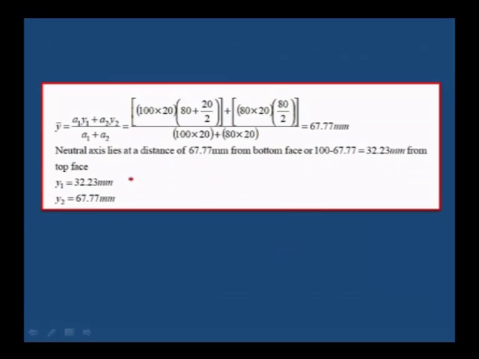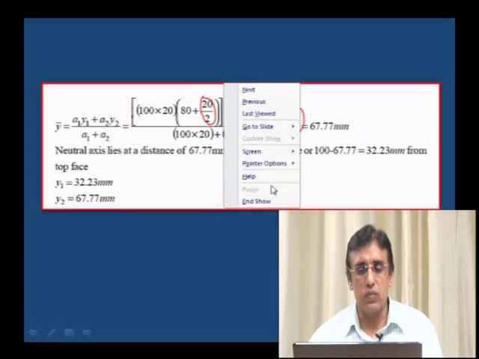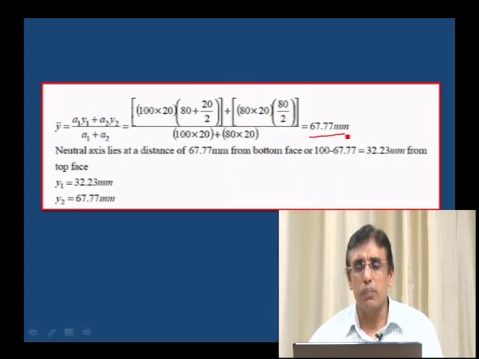Like that, (80 plus 20) divided by 2 from the bottom we are measuring. For the first figure, the center is at 80, the depth of the flange, depth of the web, plus 20, divided by 2, which is the center of that first rectangle. Then 80 into 20 is the area of the second figure, and its center is 80 divided by 2. By using this formula, you have to locate the center, that is 67.77 mm from the bottom.